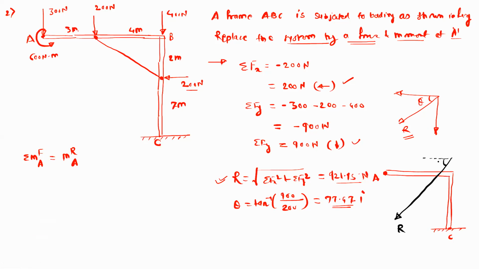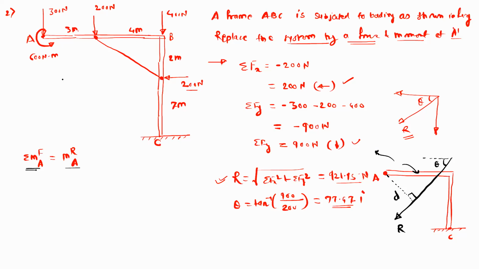This angle is theta. Assume the perpendicular distance from point A like this. It is D. Right now we don't know whether the resultant is on the right side or on the left side. So assume it is on the right side like this. So this is the resultant system. Use Varignon's theorem: summation of moment is equal to moment by the resultant.